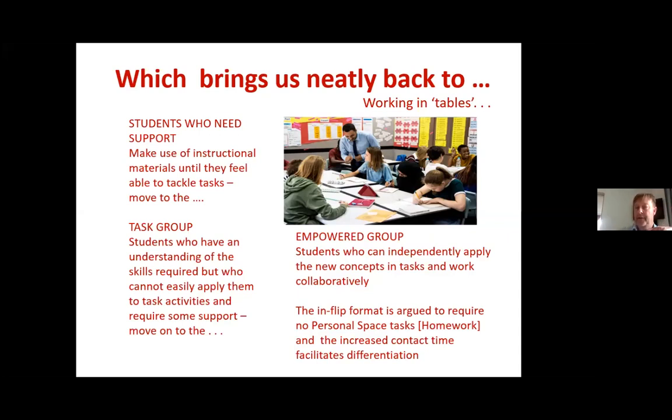So this differentiation does not need to be visible to the bulk of the students that are involved in the group. And in this situation where you're working in virtual tables, then you can actually move away from personal space tasks. In a number of schools that cropped up in the research I was doing, I was able to see that some schools had moved away from the concept of homework in the flipped environment.